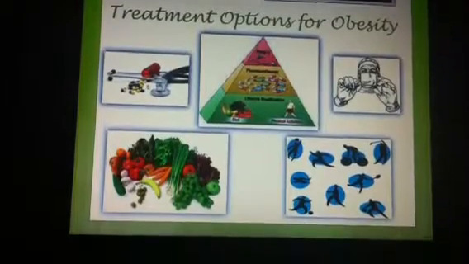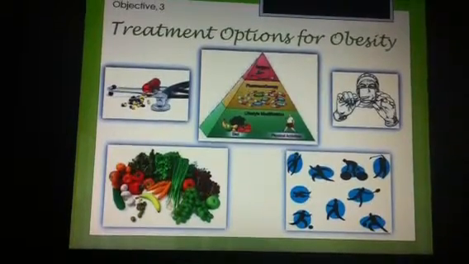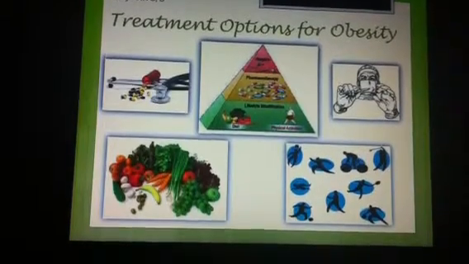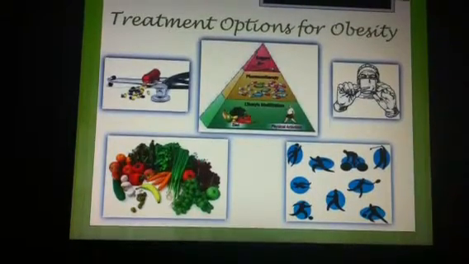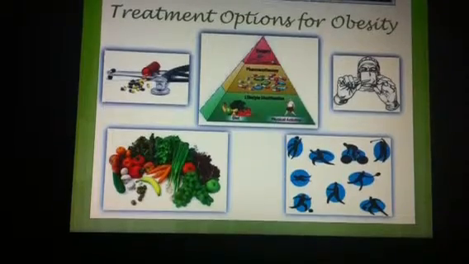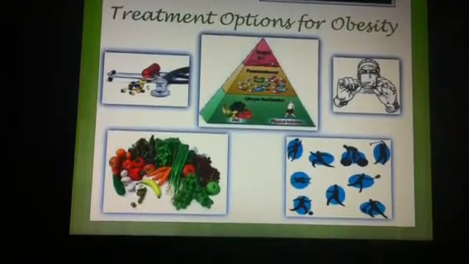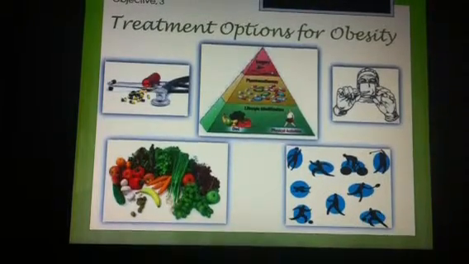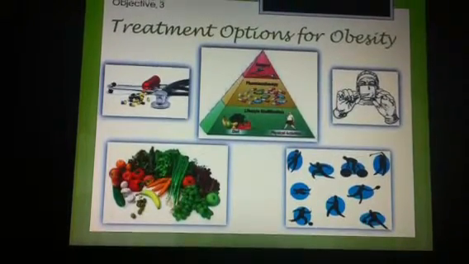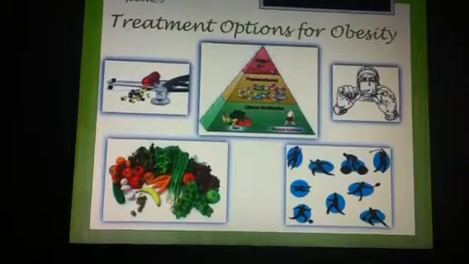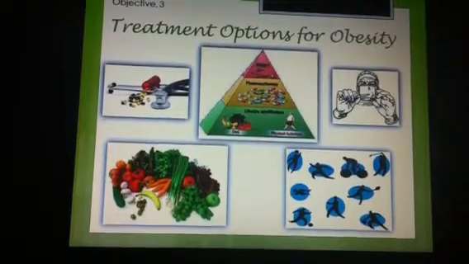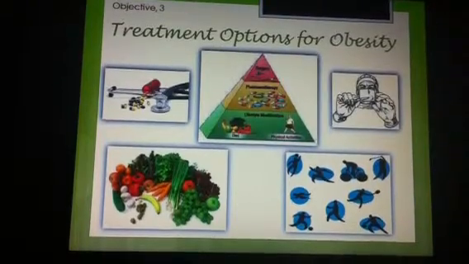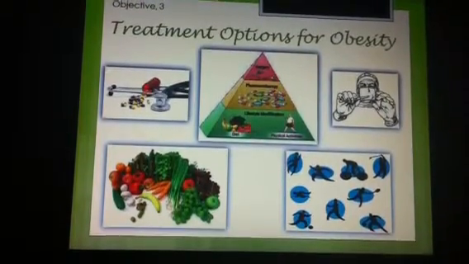The next slide covers objective 3, and this is the treatment options for obesity. With this slide, I'd start off by asking the participants in the audience what they believe some treatment options are for obesity. I would expect to hear back a change in diet or an increase in exercise. Both those answers are definitely correct, but there are also some other options as well. Other options are pharmacotherapy along with surgery.